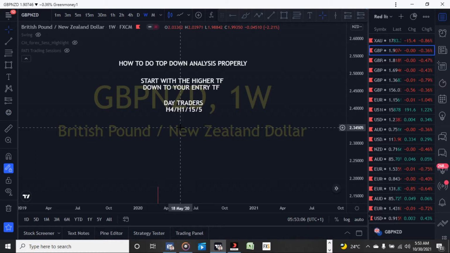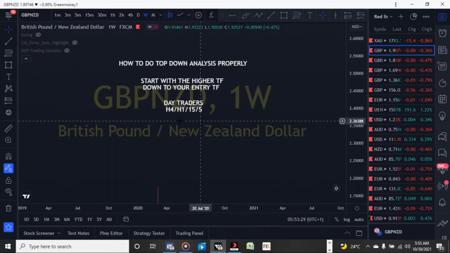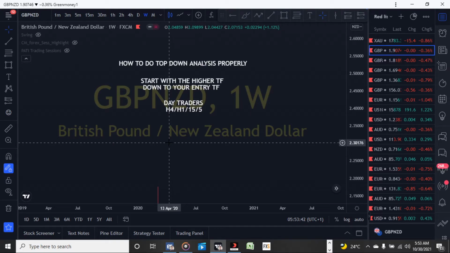So without further ado, let's start with what I have today. The content is just simple, but I want to break it down in a very simple way where you can understand. Make sure that you understand the order flow of the market on the higher time frames.